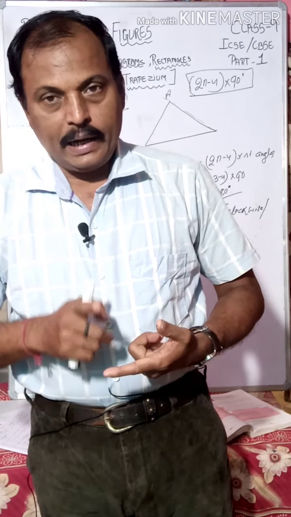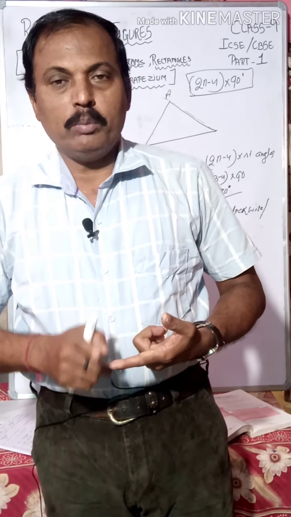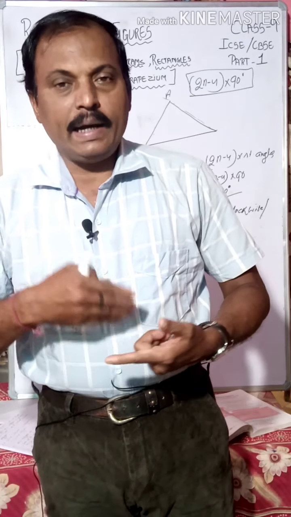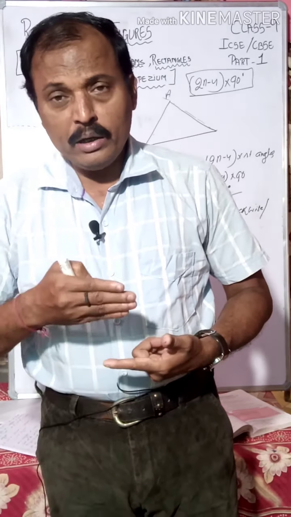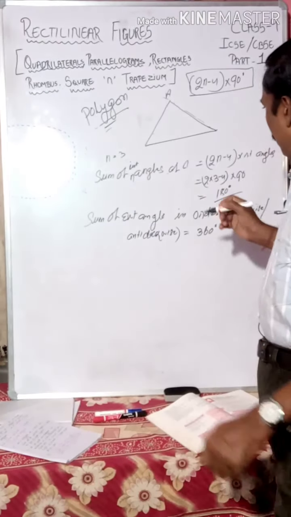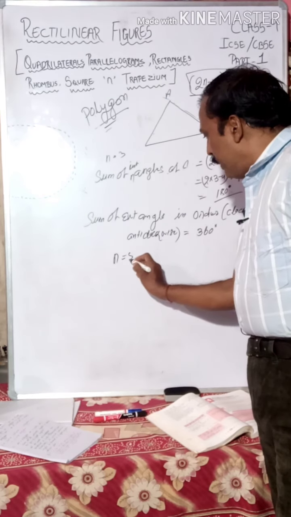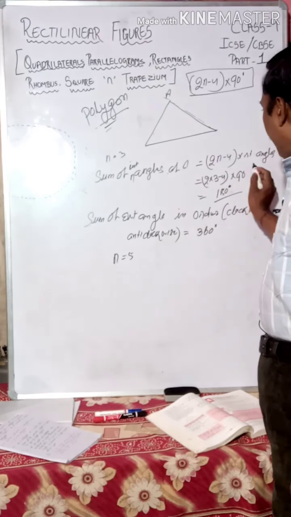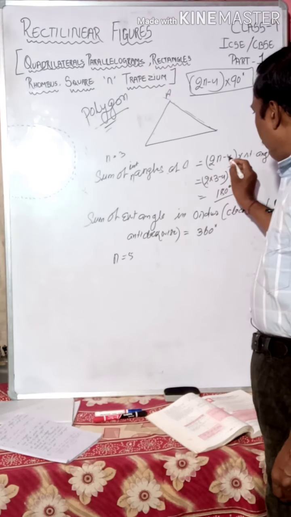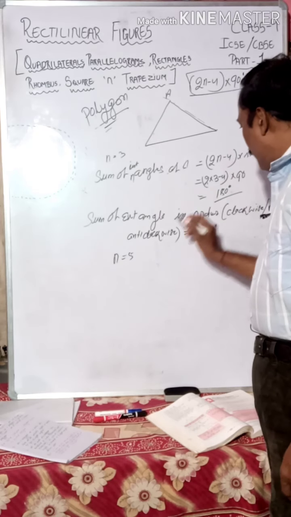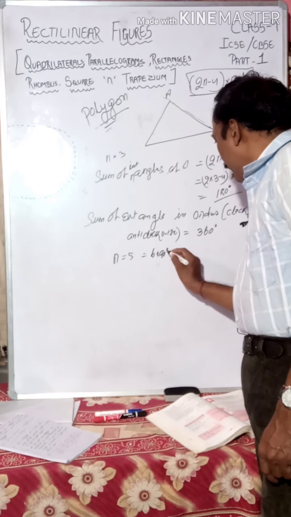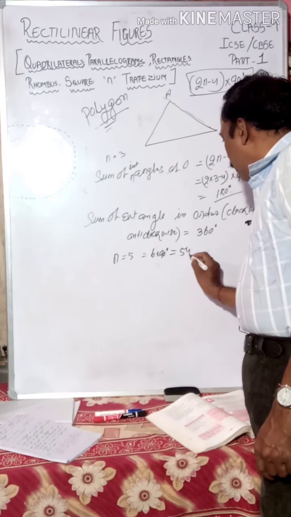If the number of sides is 3, the sum of the internal angles of a polygon is 180 degrees. If the number of sides is 4, the sum of the internal angles is 360. If the number of sides is 5, suppose n is equal to 5, the sum of the internal angles is 2n, 2 into 5, 10, 10 minus 4, 6, 6 into 90, that is equal to 540 degrees.